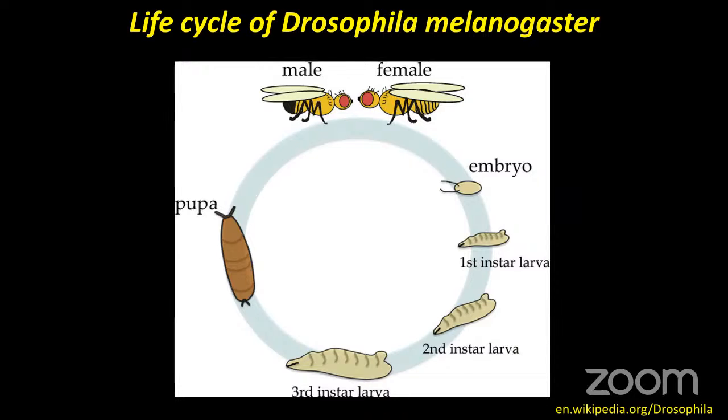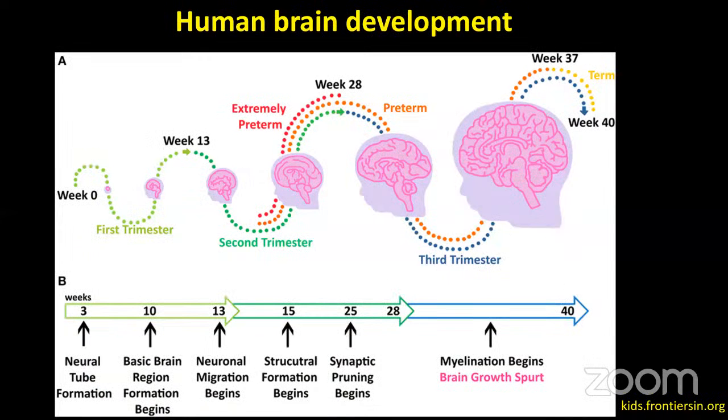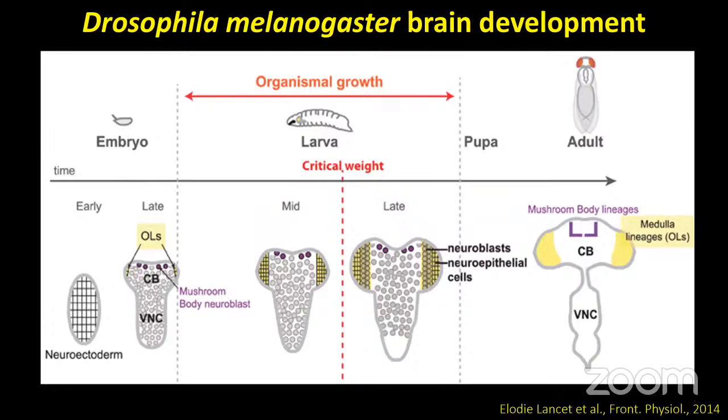So if we compare the timeline of brain development in human with Drosophila. In human, as I said, it takes almost 40 weeks to develop the basic brain structure. In Drosophila, it takes only 10 to 12 days. In Drosophila also, the early neuronal stem cells arise from the neuroectoderm during embryogenesis, which is about 10 to 12 hours after egg lay.